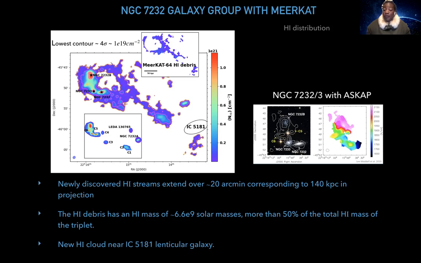Looking at some of the properties of this newly detected H1 debris, it extends over 140 kiloparsec in projection and has an H1 mass more than 50% of the total H1 mass of the galaxy triplet. One interesting thing to note also from the H1 column density map is the new H1 cloud near the IC5181 lenticular galaxy.